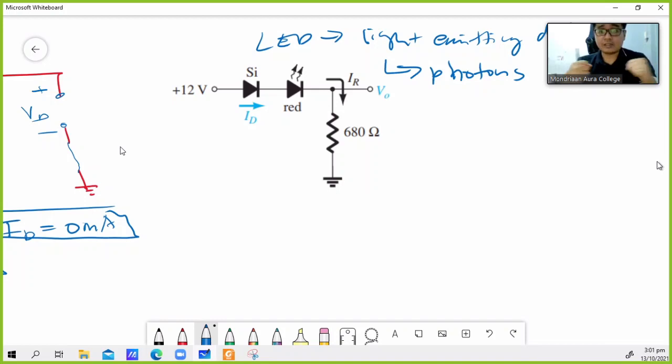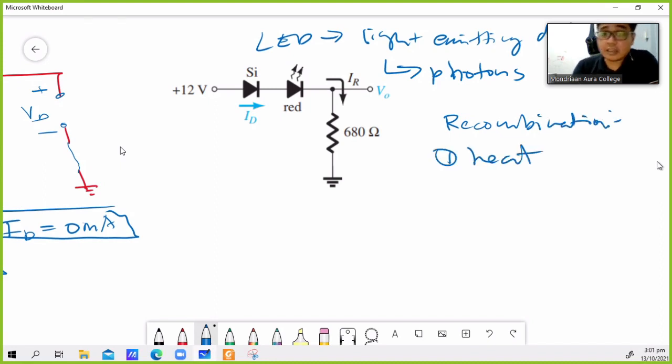Di ba nangyari, nagkakasalubong sila? So we call that the recombination effect or a process of recombination. Yung holes tsaka yung electrons nagsasama. So that's called recombination. Anong nagiging product ng dalawa? Yung pagsasama nila. So the product of recombination is number 1, primarily heat. So it will dissipate heat. Okay? It will produce heat.